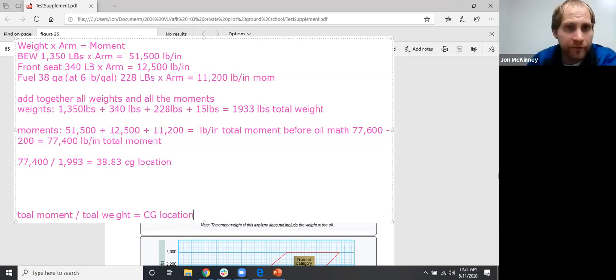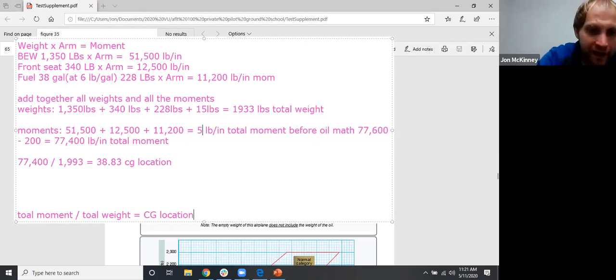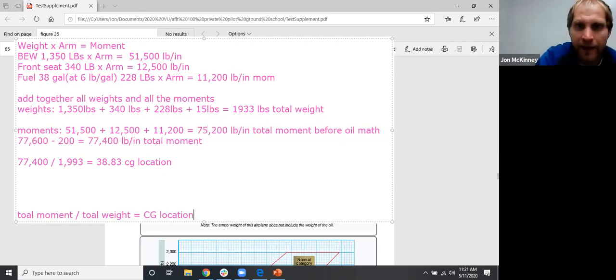51,500 plus 12,500 plus 11,200 equals 75,200. And then we think that because the oil is in front of the datum, we need to subtract 200 from that. So that leaves us with 75,000.